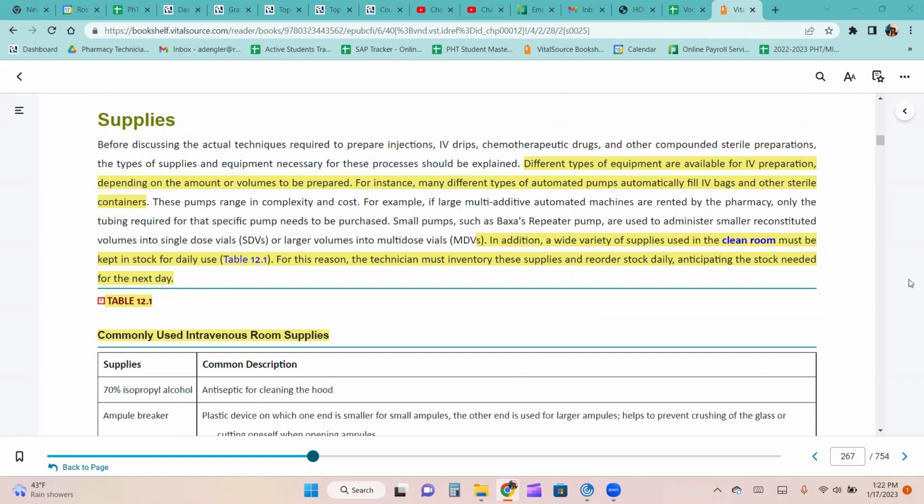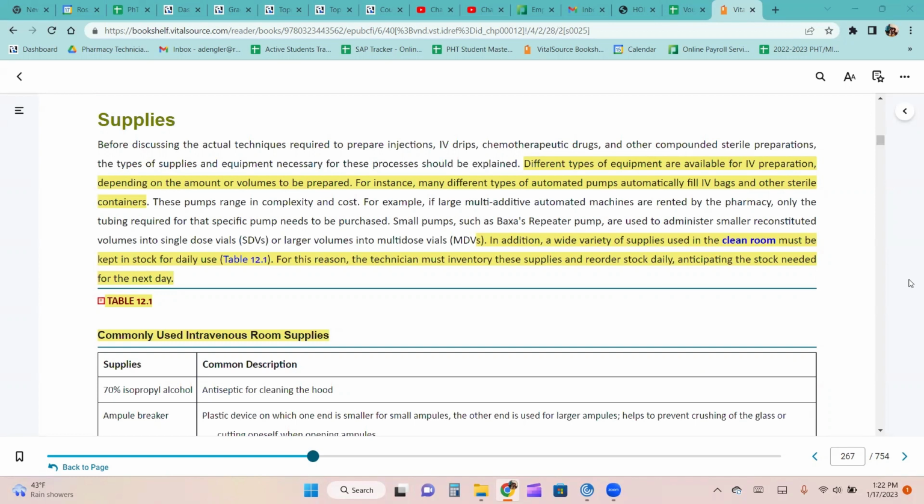Different types of equipment are available for IV preparation, depending on the amount or volumes to be prepared. For instance, many different types of automated pumps automatically fill IV bags and other sterile containers. These pumps range in complexity and cost. For example, if large multi-additive automated machines are rented by the pharmacy, only the tubing required for the specific pump needs to be purchased. Small pumps, such as Baxa's repeater pump, are used to administer smaller reconstitution volumes into single dose vials or larger volumes into multi-dose vials.